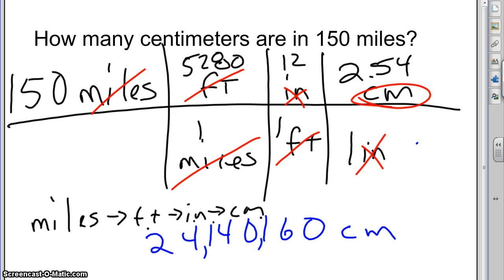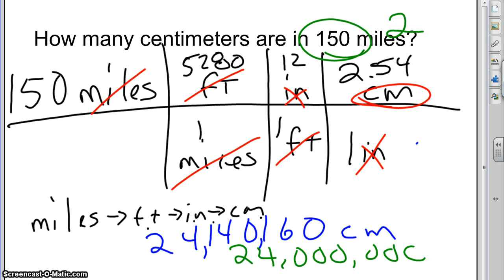But we always, when we get done, need to check our rounding. Again, with a conversion, we look at the significant digits that we started with. Here the 1 and the 5 are significant, the 0 is not, so this has 2 significant digits, so I want to write this with 2 significant digits, which is simply 24 million centimeters.